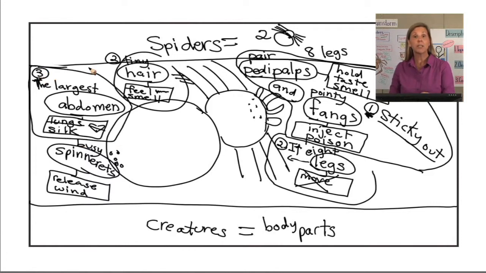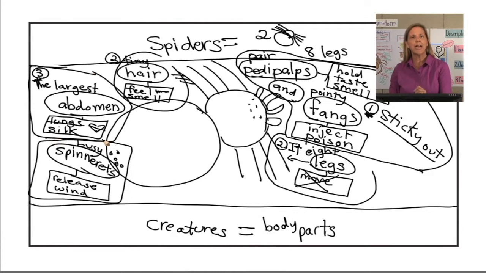Let's go back and practice everything. A spider has 2 body parts and 8 legs. Now jump to number 1. Sticking out from the head are pointy fangs that inject poison and a pair of pedipalps that hold, taste, and smell its food. Its 8 legs have tiny hairs at the end so it can feel vibrations and smell. The largest part of the spider is the abdomen, where it makes its silk. This is really good. The last thing we have are the spinnerets.